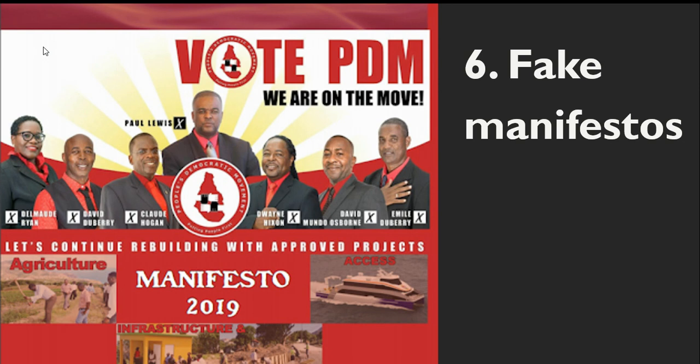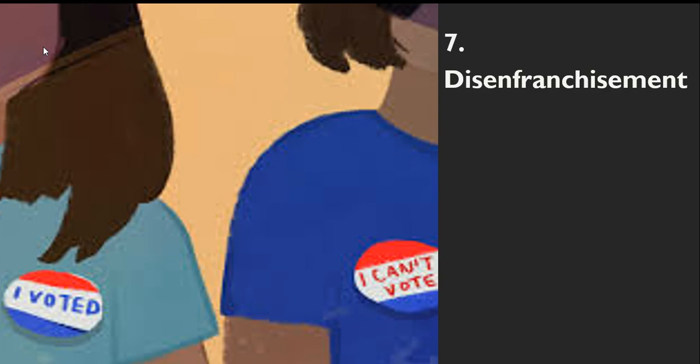At the end of the time, when you vote them in, you now find out that they can't even do one thing that they promised. That is also electoral malpractice. The next one says disenfranchisement.